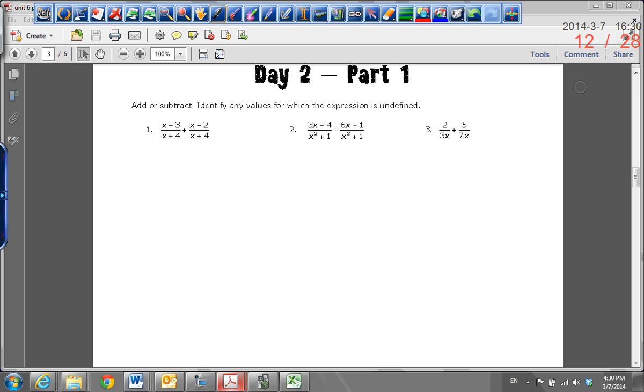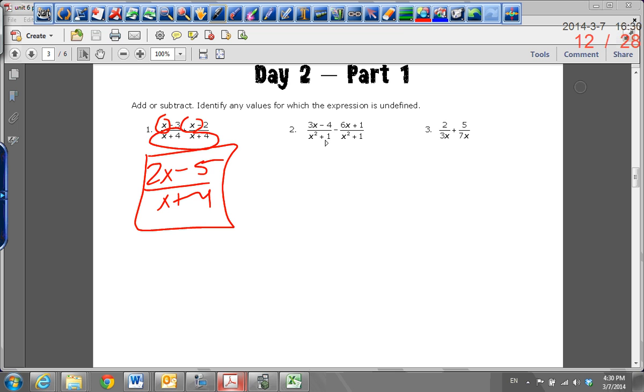Remember, you have to have a common denominator. These first three are going to go real quick. We already have a common denominator, so let's add the x's. We get 2x and add the numbers, -5. That's it.